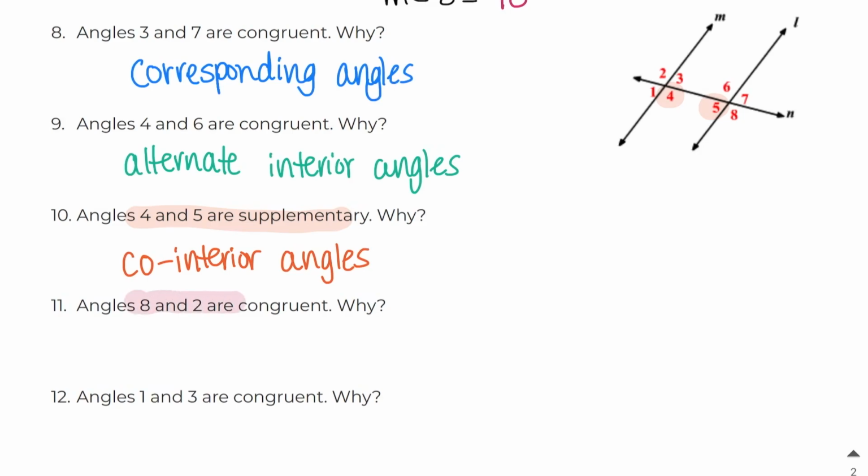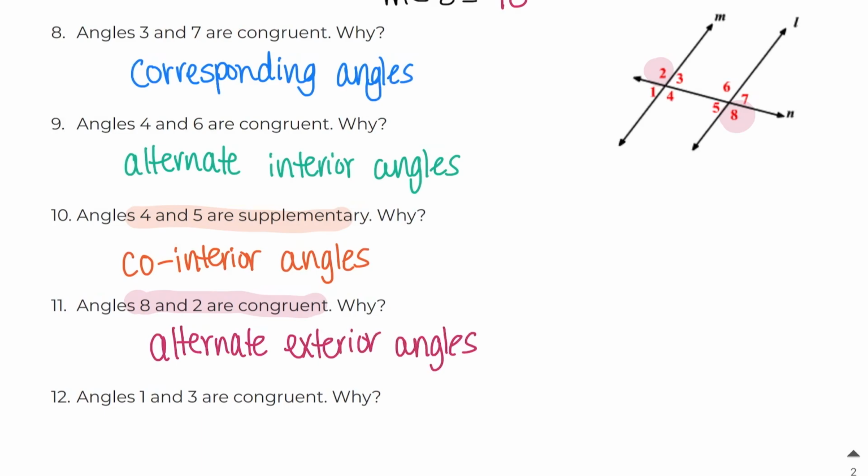Next one, angles 8 and 2 are congruent. Why are they congruent? So if you notice, they're both exterior angles and they are on opposite sides of the transversal, which means these have to be alternate exterior angles. And then lastly, angles 1 and 3 are congruent. Why are they congruent to each other? Because they are across from each other or diagonal from each other, which means that they are opposite or vertical angles.